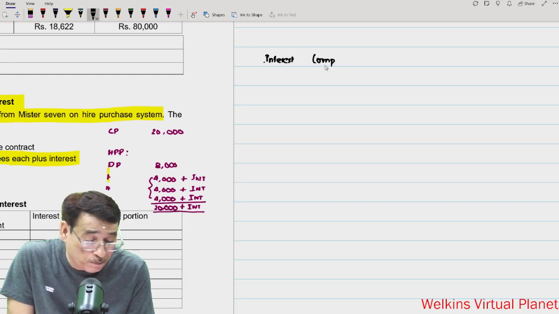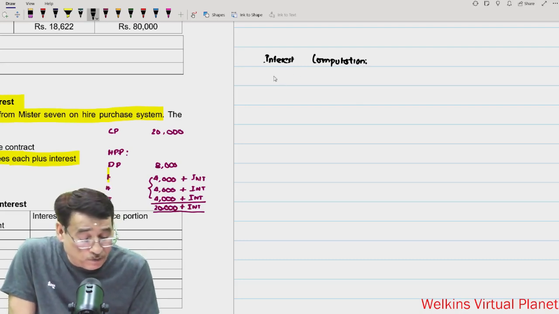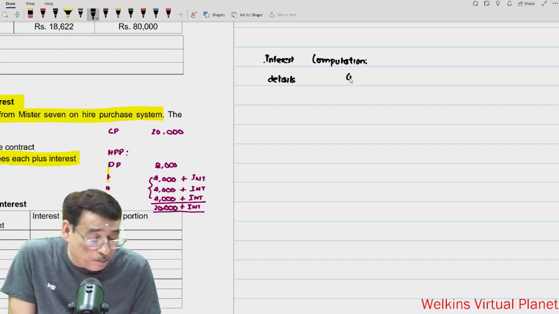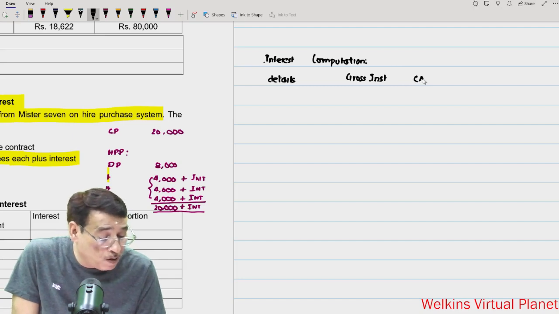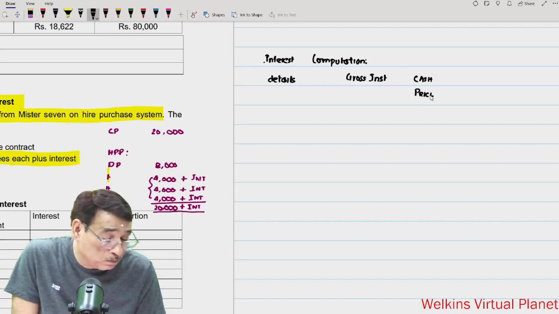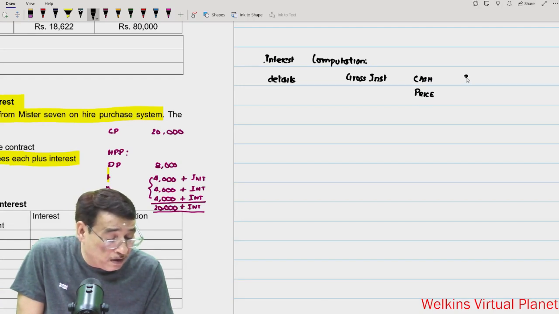Interest computation. So how am I going to compute the interest? Pay attention. I told you just a moment ago, when you are going to compute the interest, you can write details or particulars. Then it is better to make a column of gross installment also. Gross installment, cash price, then interest, and then cash price portion.